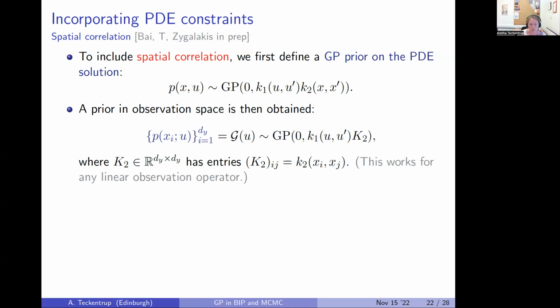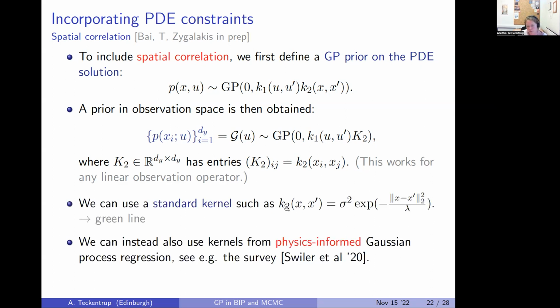So we're getting the correlation from the PDE by first putting a prior in the continuous space, on the PDE solution, and then pushing that forward into our observation operator G. As I said, this essentially just uses that G is linear, and so you can extend that to any linear observation operator.